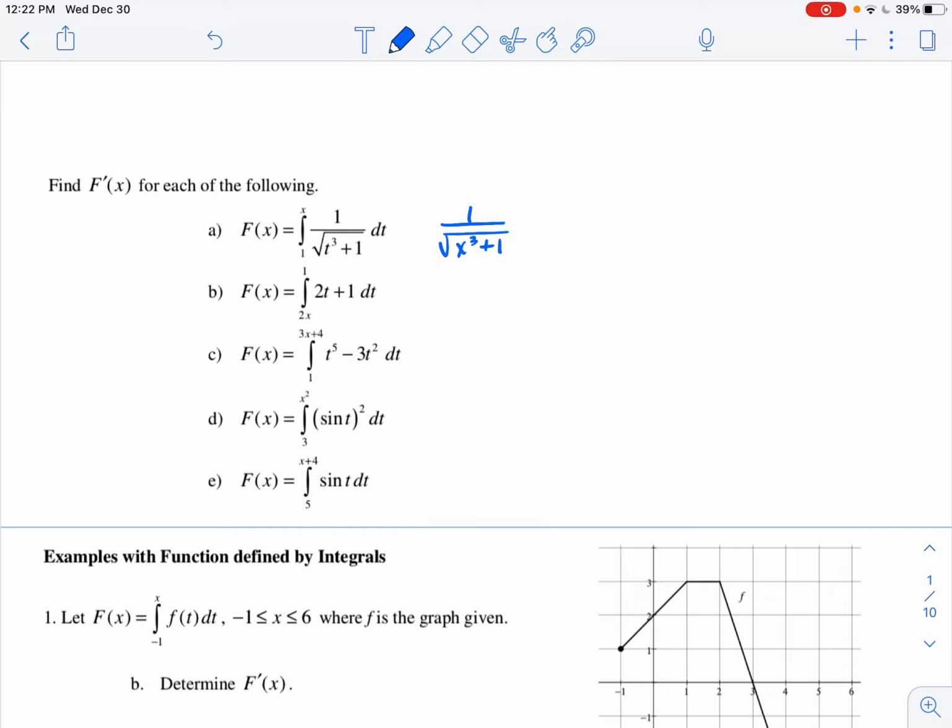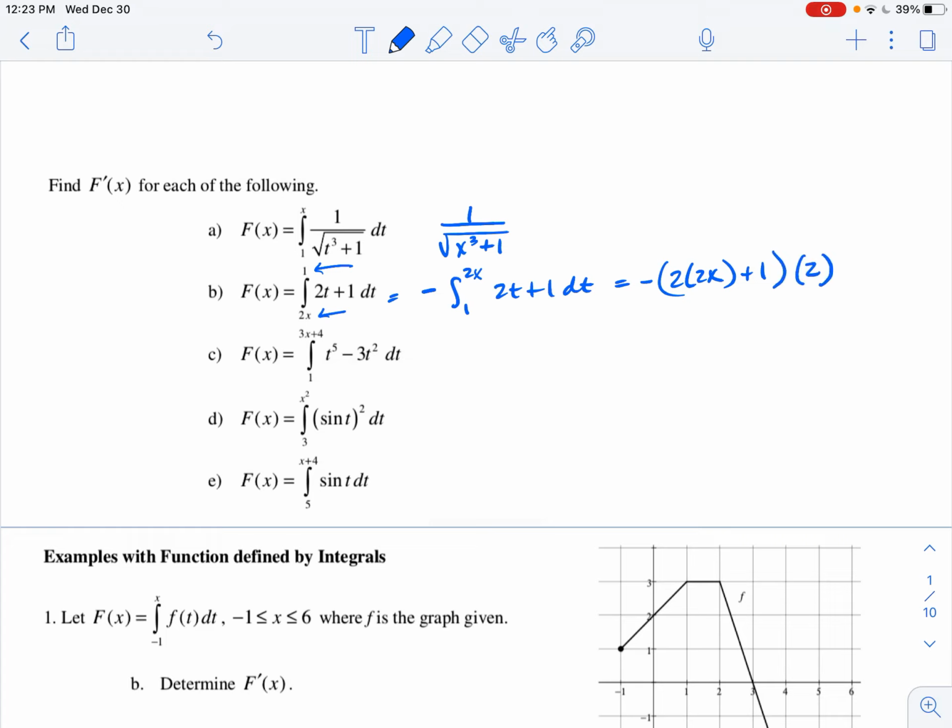And the derivative of the upper limit is just 1, so that one's done. All right, this one, I know I'm going to need to switch my boundaries because I've got a 2x, which is larger than the 1 in the lower position. So this is going to give us the negative integral from 1 to 2x of 2t plus 1 dt, which is going to give us, what, 2 times 2x, and this is all going to be negated, plus 1 times the derivative of the inside function times 2.